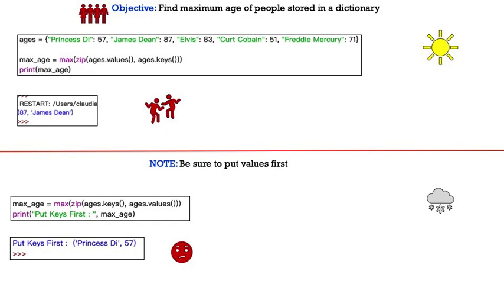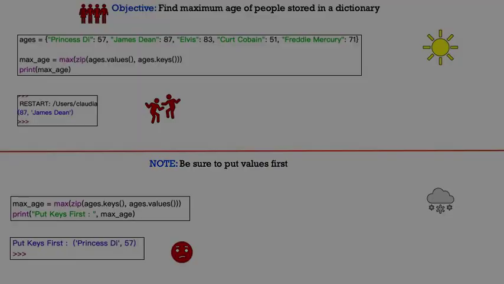Now, there's one thing I'd like to point out that's pretty straightforward, but it's also pretty useful. Be sure when you do this, you put your values first. Notice we put ages.values and then ages.keys. If you put ages.keys and then ages.values, you will not get the answer you want. Notice we get back Princess Di, right, at 57, which is not correct. So make sure you have values first and then keys.